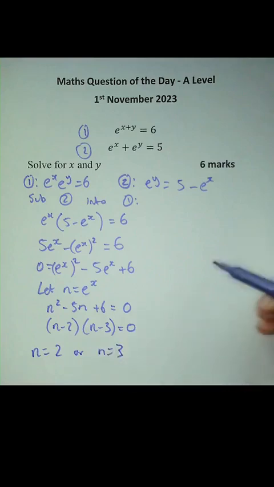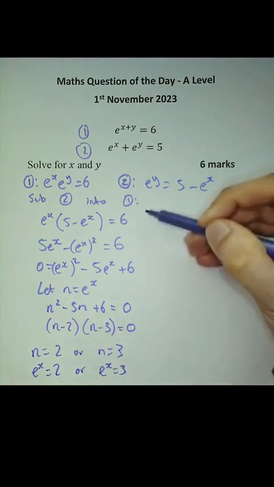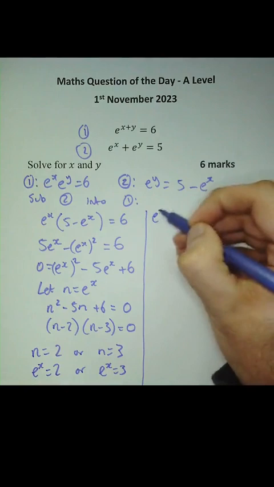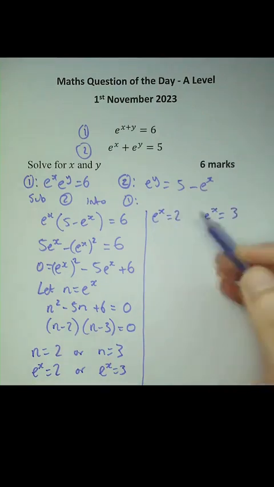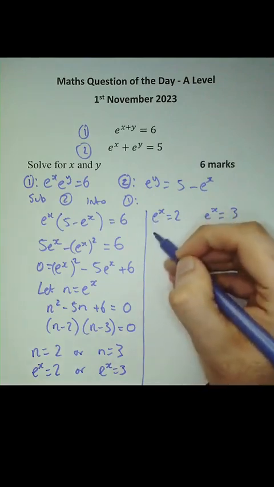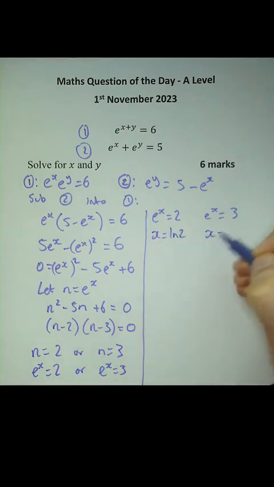Now, we're not done. Please don't stop at this stage. Remember what this means. This means that e to the x, because n was e to the x, so e to the x equals 2 or e to the x equals 3. Now, I'm going to run out of space here, so let me move over here. So starting from here, we need to solve for x. So I'm going to write that back over here. e to the x equals 2 and e to the x equals 3. So we take logs of both sides. Log of e to the x is just x. On this side, we have log 2. On this side, same thing, so x is going to be log 3.